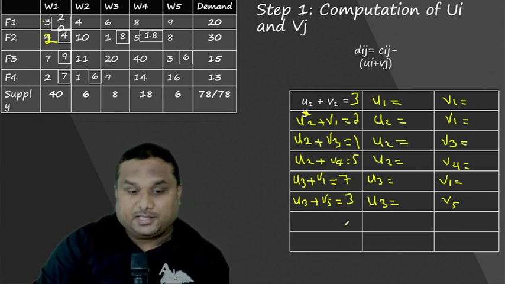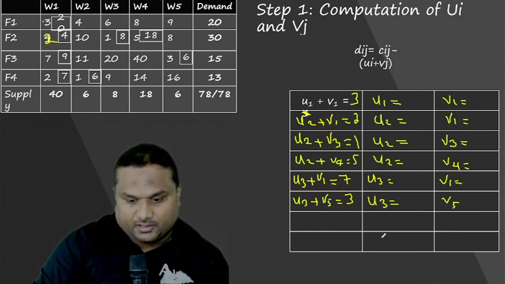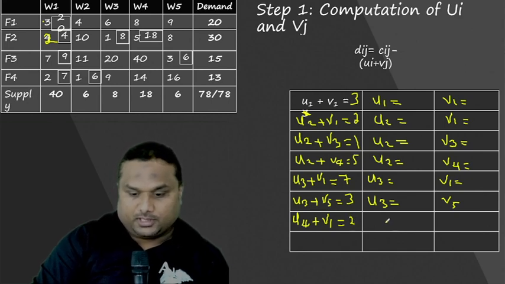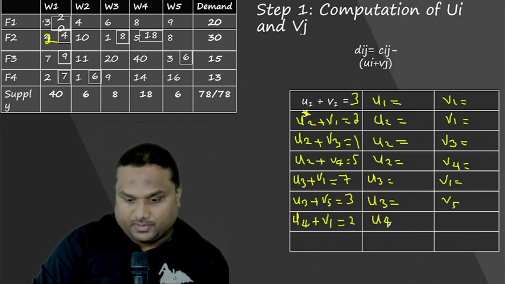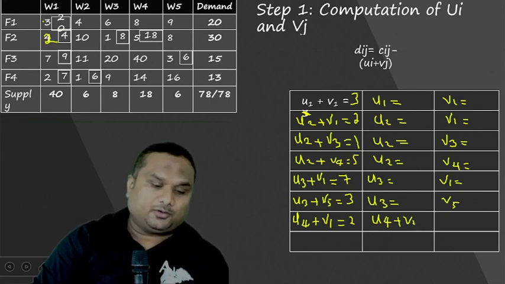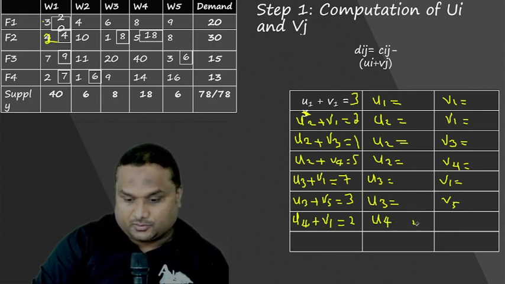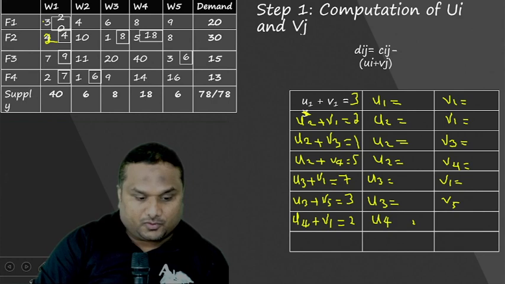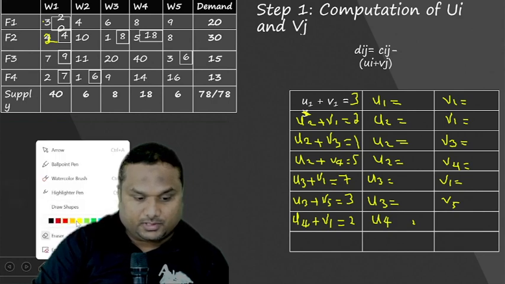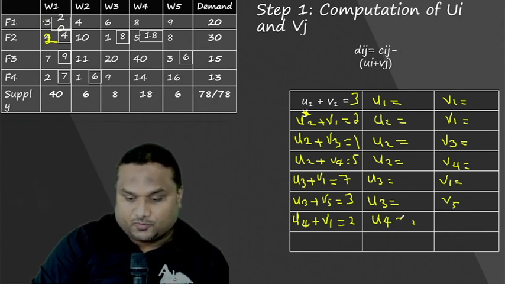Everything should be written on the same page. Now we are having 2 more values, am I right? Now what is this value? Tell me, U4 plus what? V1 equal to 2. Next, say U4. Tell me, U4 plus V2, no, actually it is U4 only. U4 equal to, that is enough. U4 equal to, yeah, this is U4 equal to.